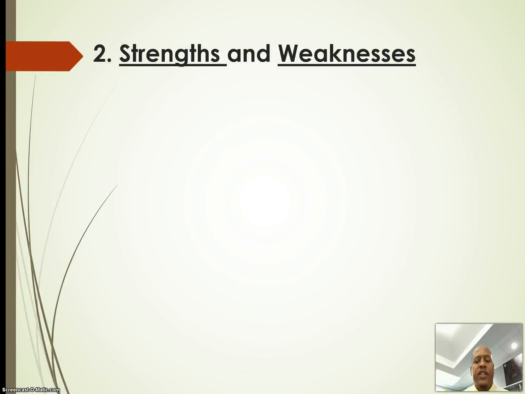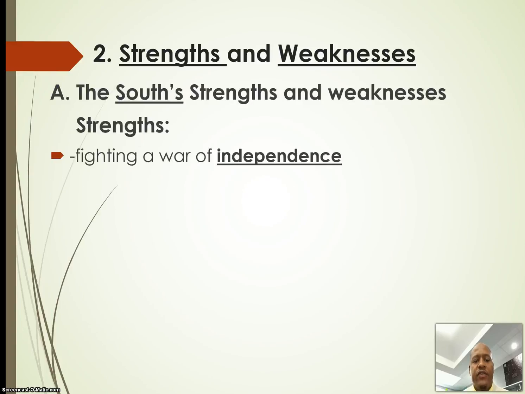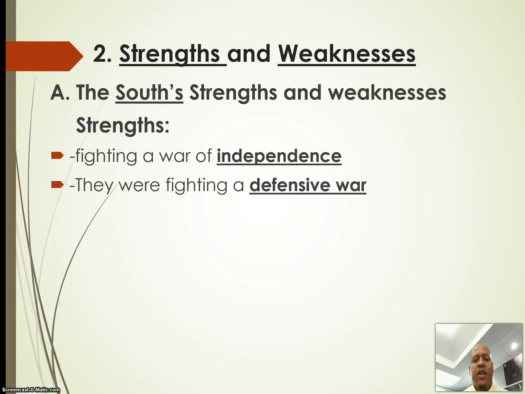So, the strengths and weaknesses of both the Confederacy and the Union. Let's start with the South and look at its strengths. As it fought, it was fighting a war of independence. It felt it had the right to break free, and that was a strength when you're fighting for a cause that you truly believe in.